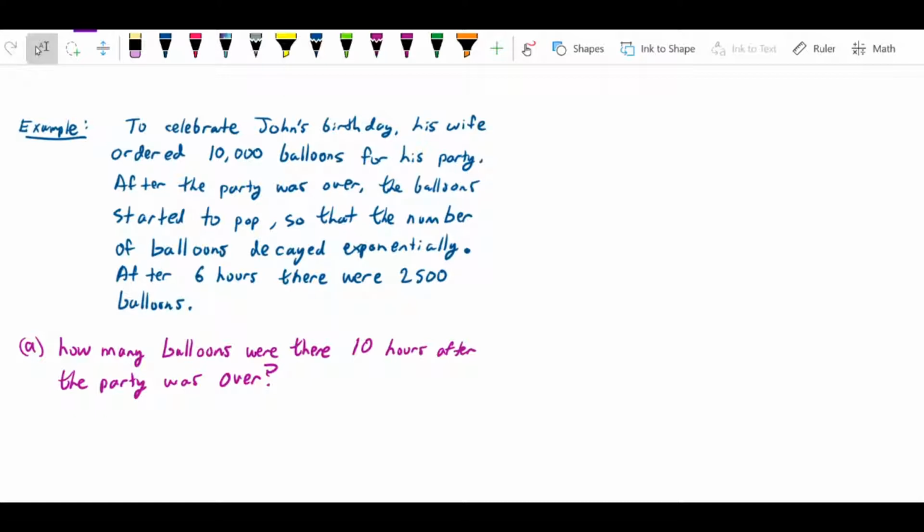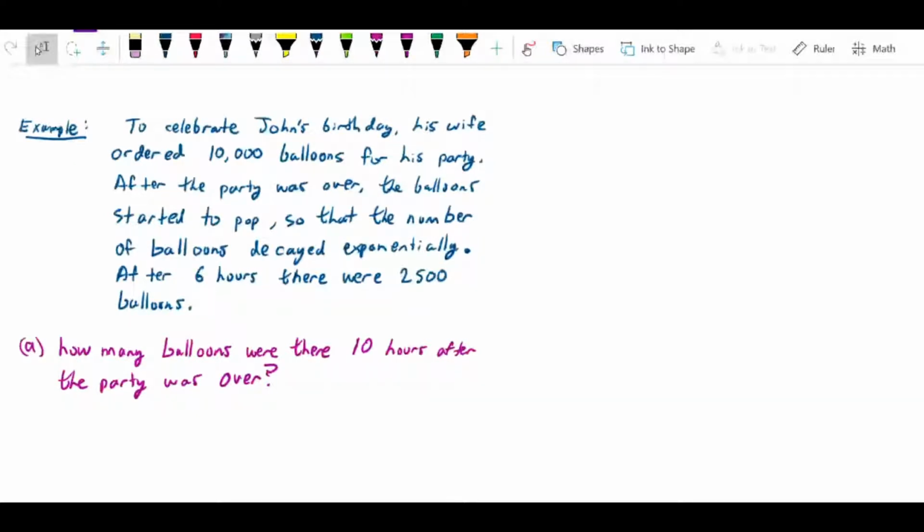So I put up an example of a typical, well, maybe not a typical exponential growth problem. Usually exponential growth problems have to do with growth of bacteria in a petri dish, or radioactive decay of an isotope, or the decay of medicine in a person's bloodstream. So I thought we'd try something a little different. Let's talk about balloons. So to celebrate John's birthday, his wife ordered 10,000 balloons for his party.